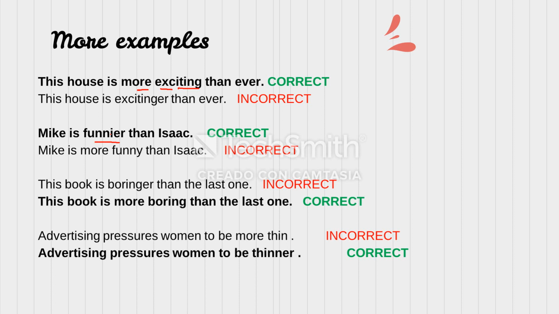Mike is more funny than Isaac. It's incorrect. Example number 3. This book is boringer than the last one. This is incorrect. The correct form is this book is more boring than the last one. Because boring is a two-syllable adjective. And the last example. Advertising pressures women to be more thin. This is incorrect. Advertising pressures women to be thinner. Because thin is a short adjective, so we have to add er at the end.